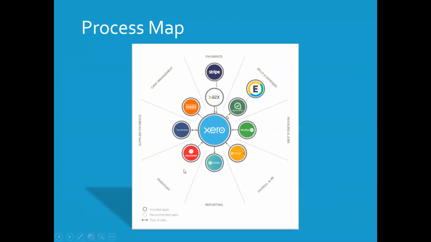You can see, for the purpose of this example, we have an inventory system that feeds information into Xero, and we have our bills and expenses that are also feeding information directly into Xero. We're then going to be using payments by TransferWise in my example to make supplier payments, which again integrates directly with Xero.